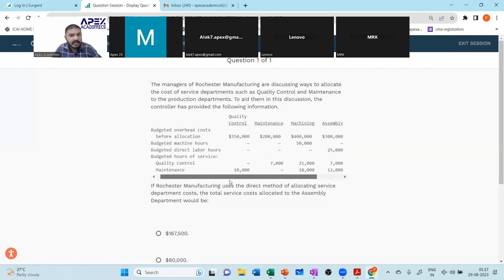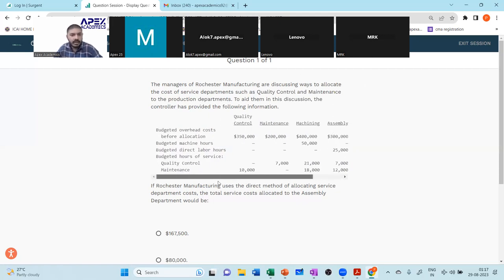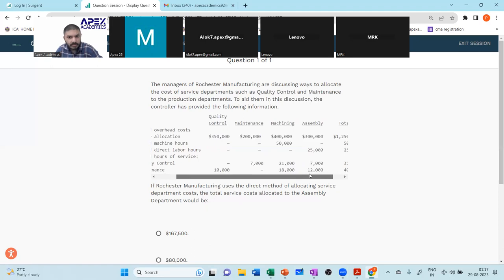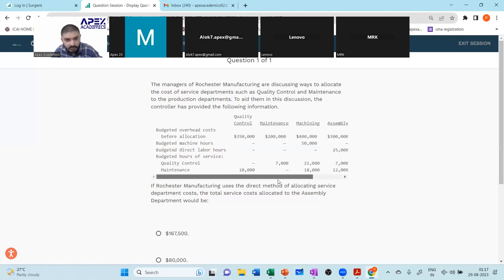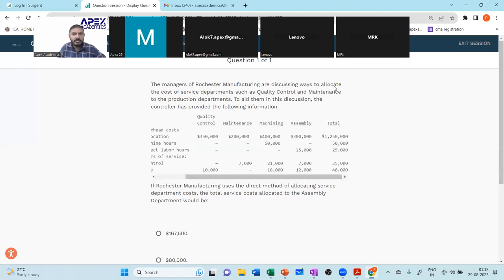Budgeted hours of service: quality control gives 7 hours to maintenance, 21 hours to machining, and 7 hours to assembly, making it 35,000 hours total. Maintenance gives 10 hours to quality control, 18 hours to machining, and 12 hours to assembly. That's 40,000 hours. Now see what is happening over here.